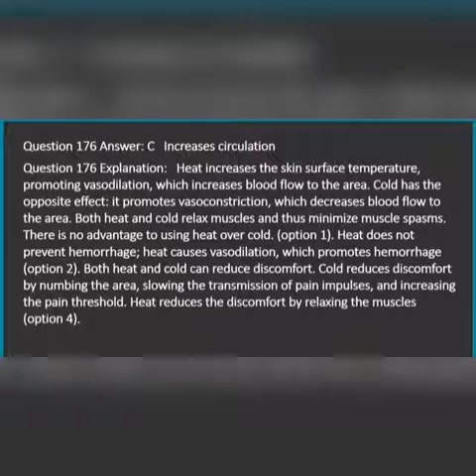Both heat and cold can reduce discomfort. Cold reduces discomfort by numbing the area, slowing the transmission of pain impulses, and increasing the pain threshold. Heat reduces the discomfort by relaxing the muscles.